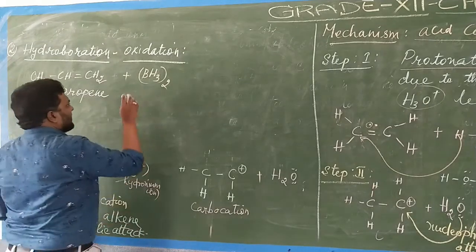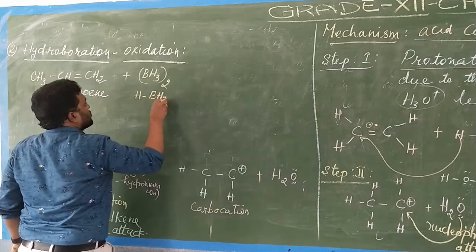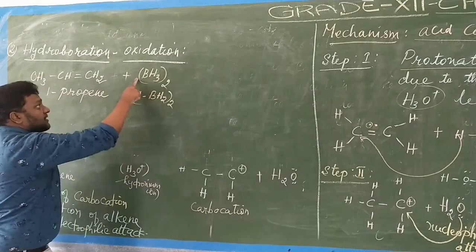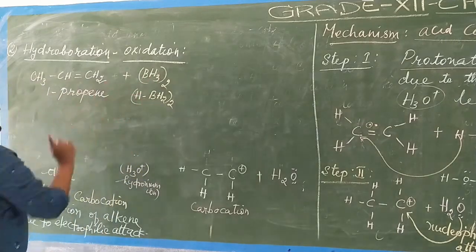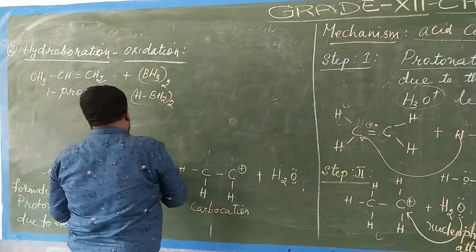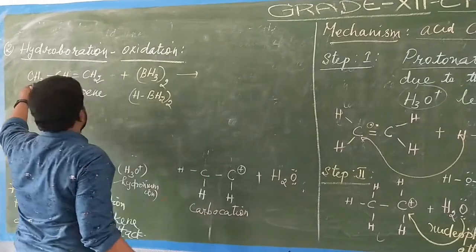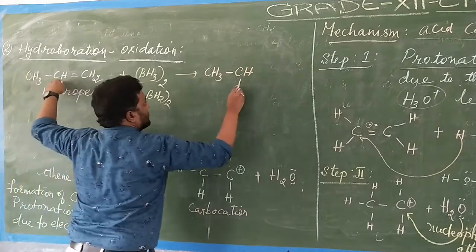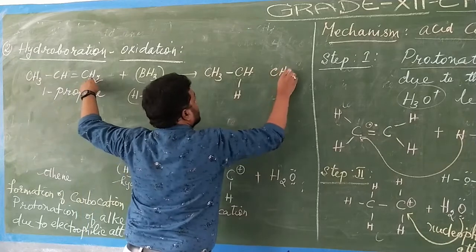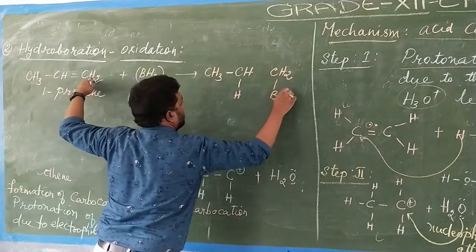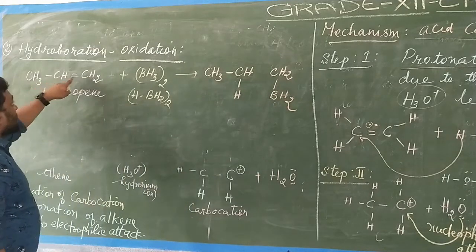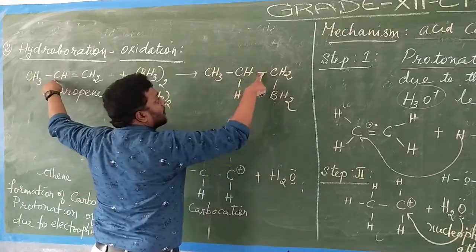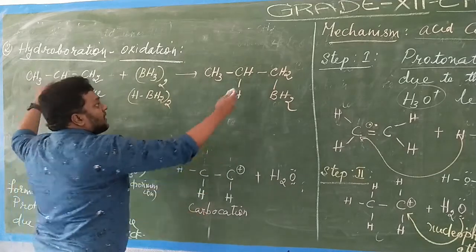The diborane BH3 is substituted, H bond BH2, for the convenience of the reaction. So what is happening? What is the product to be formed? CH3, CH, CH, you add this hydrogen, then here CH2 is there. To the CH2 you add this BH2 group. So automatically, two different groups attached to one bond, it will get reduced in order to satisfy the valence of this carbon atom. Isn't it? Now I got the product.